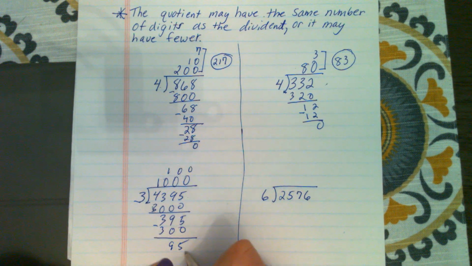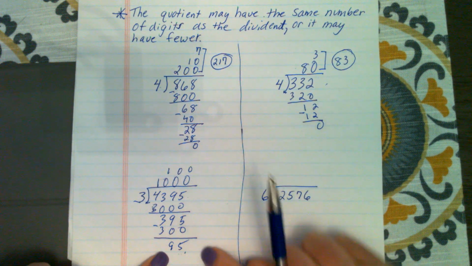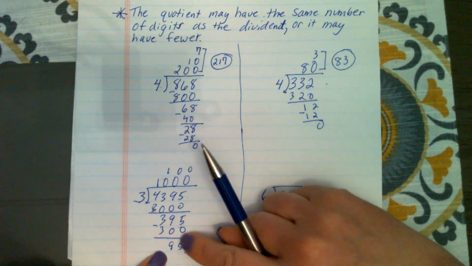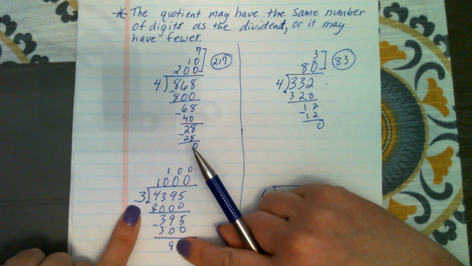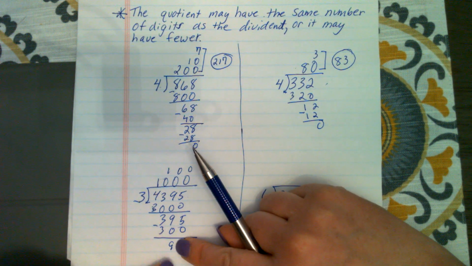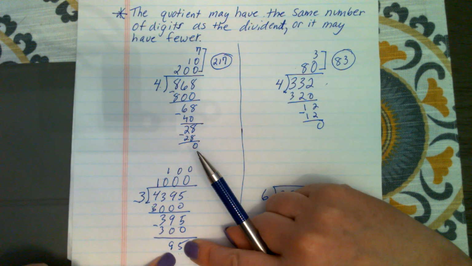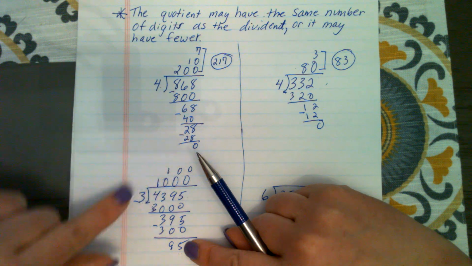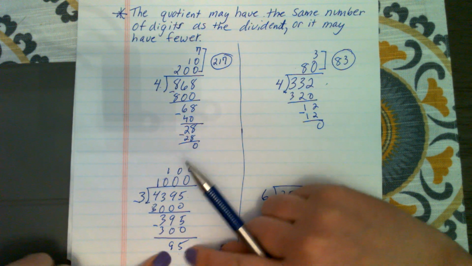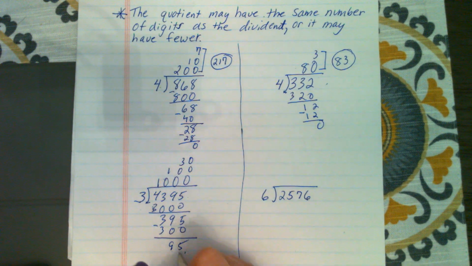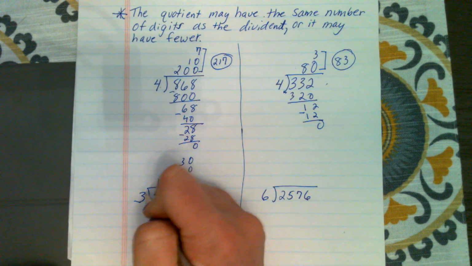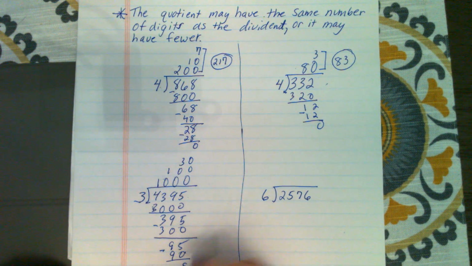My dividend is shrinking. It's now gone from 4,395 down to 95 with my groups that I've taken out. How many 3s are in 95? Thousands, hundreds. Now I'm checking for a tens multiplier. How many 3s are in 95? Well, how many 3s are in 9? 3 times 3 is 9, or 3 times 30 is 9 tens, 90. Can I go to 4 or 40? 40 times 3 would be 120, too big. So I know it's 3 tens, or 30. 30 times 3 is 90, down to 5.